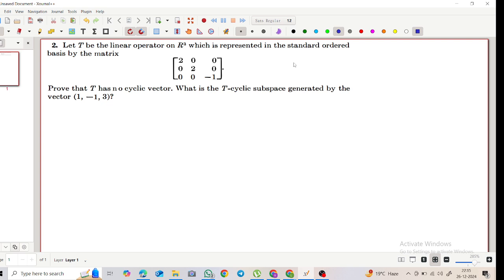So we have to show that T has no cyclic vector. Okay. So there exists no alpha, so we have to show that there doesn't exist an alpha such that alpha, T alpha, T square alpha is a basis of R3. Okay. So what should be our approach?